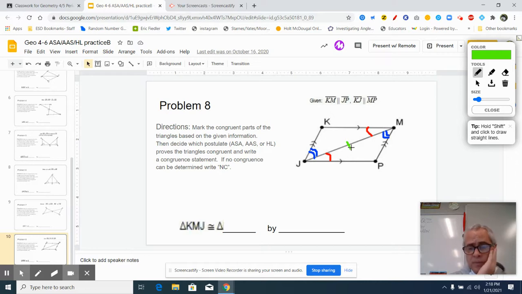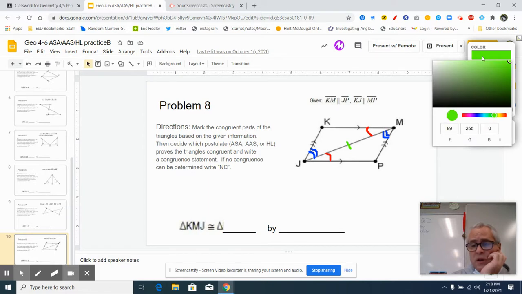Let's check the bottom triangle. This angle here, this angle over there, again, it's in between. That's what I use for included, in between. Some students don't like that, and we have to do more with that. So you let me know if you don't understand what I mean by included, but that is certainly included.